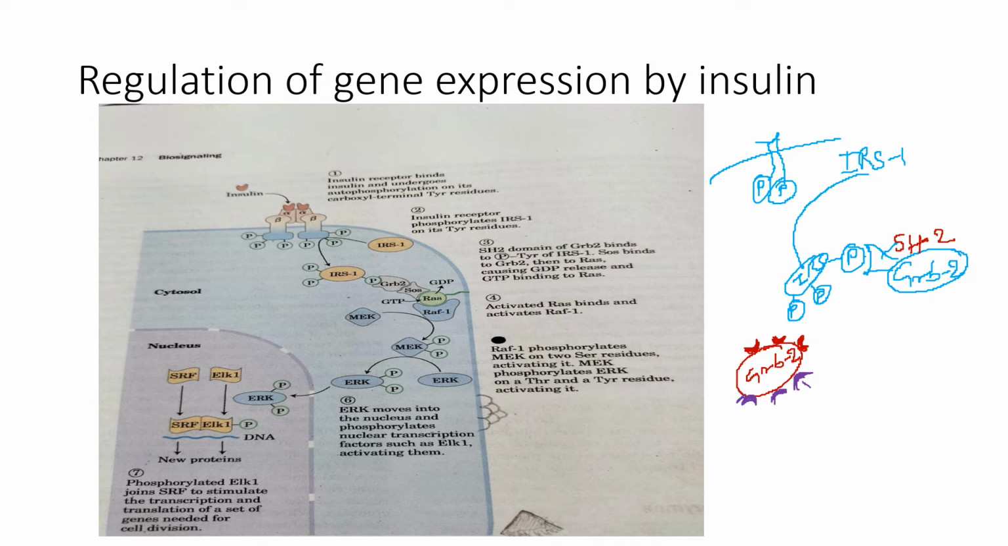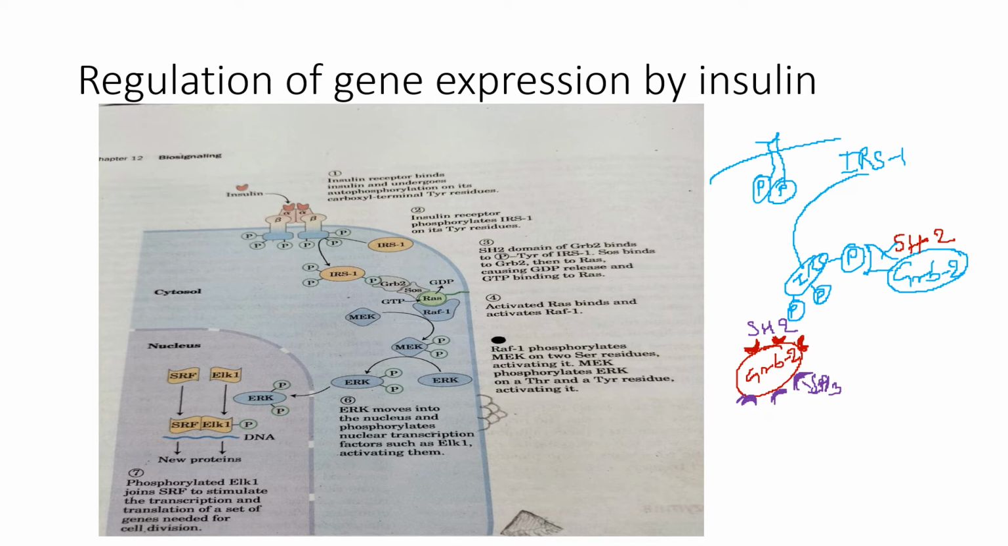So what I told, this is the SH3 domain, and this is SH2. Okay, so these are the things that are present. So when IRS1 is phosphorylated, it can activate many SH2 domain binding proteins. One example is GRB2. Now the GRB2 SH2 domain binds to the phosphate group of the IRS and it is activated.